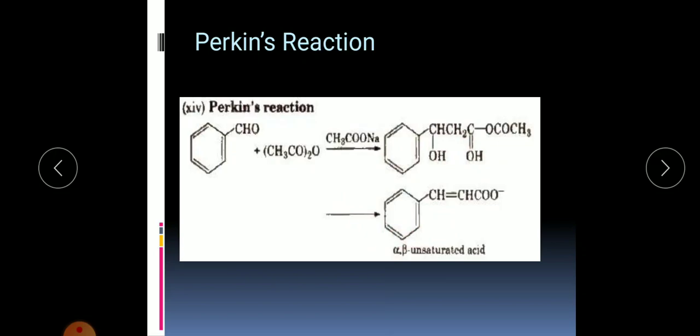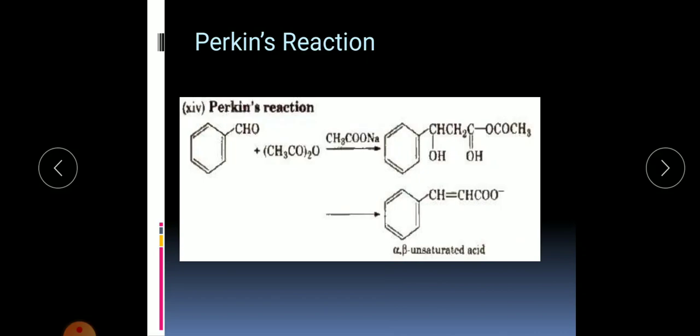Now after this, what will happen? There will be a removal of water, OH from here and H from here, so there will be a double bond, and the O and carbon will break the bond over here, and from that part we'll get this carboxylic acid. Okay, so this is an alpha beta unsaturated acid, which is known as Perkin's reaction.